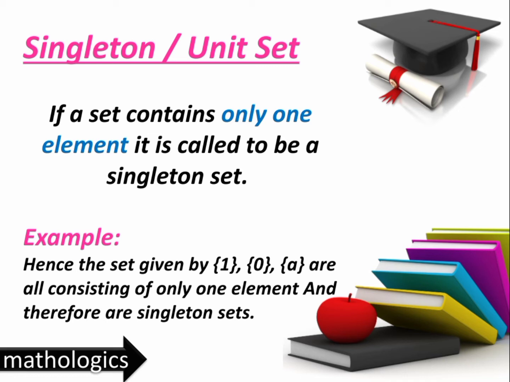If a set contains only one element, it is said to be a singleton or unit set. It means if we have only one element or only one member in the set, then we call that set a unit or singleton set. Here we have an example. We have 3 sets here whose elements are 1, 0 and 8. All these 3 sets have only a single element in them. That's why they are all singleton or unit sets.